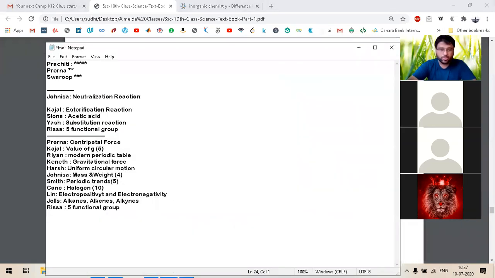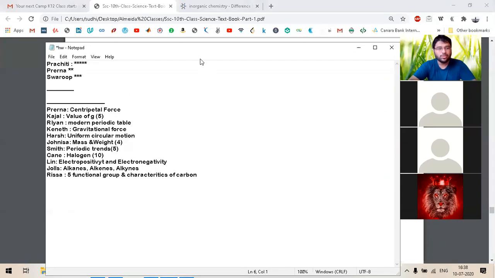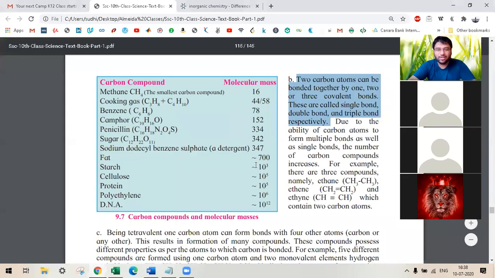Yes, sir. So Risa, you have to write and submit 5 functional groups, and you also have to submit it correct. Please take this homework seriously. I don't want to increase it at all, but please take it seriously, understand these things and come. So all homework is now done. And yeah, we have some new candidates here. And then let us go ahead.